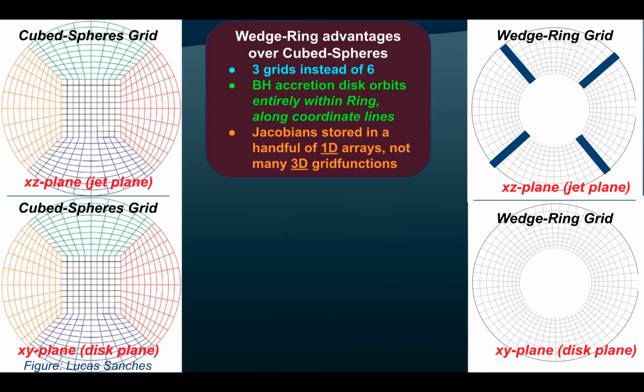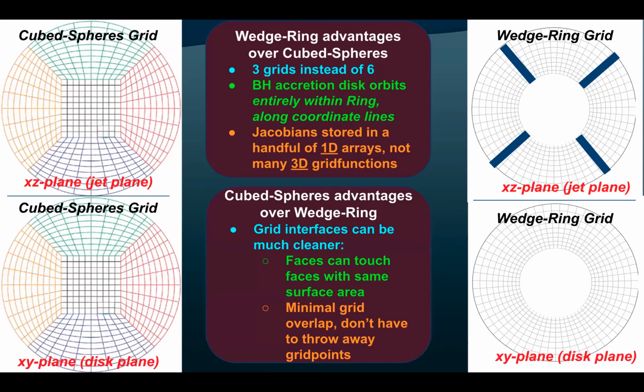And this is also the reason, unfortunately, why I can't use cube spheres in BlackHoles at Home, because we're so memory constrained, right? We want to fit on a consumer-grade desktop or laptop. I can't use the cube spheres approach, which requires 27 grid functions, 3 dimensions in all 3 dimensions, to be stored for computational efficiency, so we don't have to recompute Jacobians and their derivatives over and over again at each time step. Next slide.